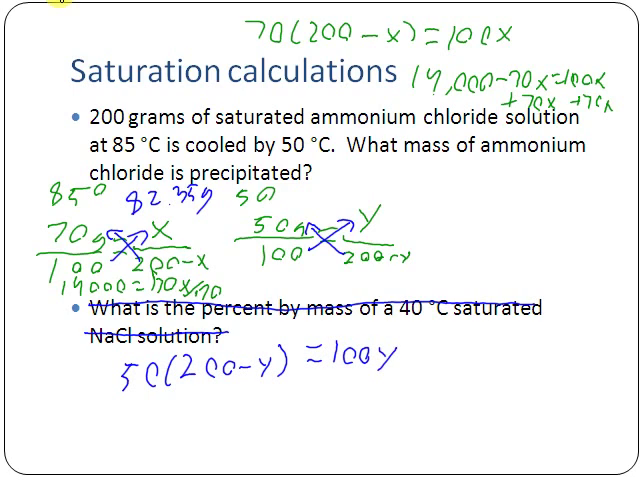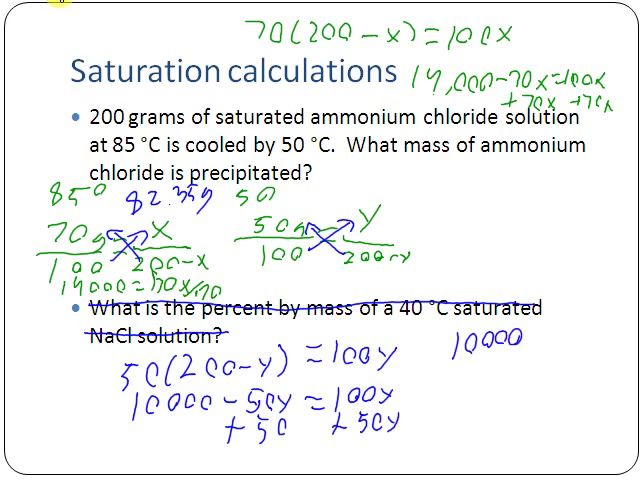Distribute this through. 50 times 200 would be basically 10,000 minus 50y, that's a 5, equals 100y. Add 50y to both sides. And so in this case, I get 10,000 is equal to 150y. Divide both sides by 150. And so 10,000, put in your calculator, 10,000 divided by 50, and I get y equals 200.